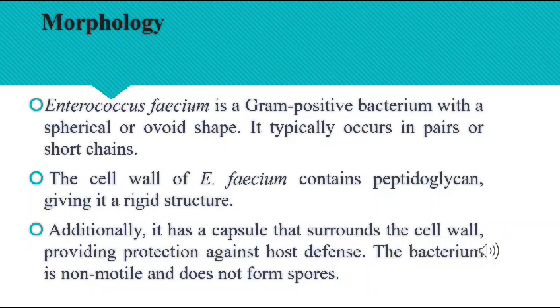Enterococcus faecium is a gram-positive bacterium with a spherical or ovoid shape. It typically occurs in pairs or short chains. The cell wall of Enterococcus faecium contains peptidoglycan, giving it a rigid structure. Additionally, it has a capsule that surrounds the cell wall, providing protection against host defense. The bacterium is non-motile and does not form spores.